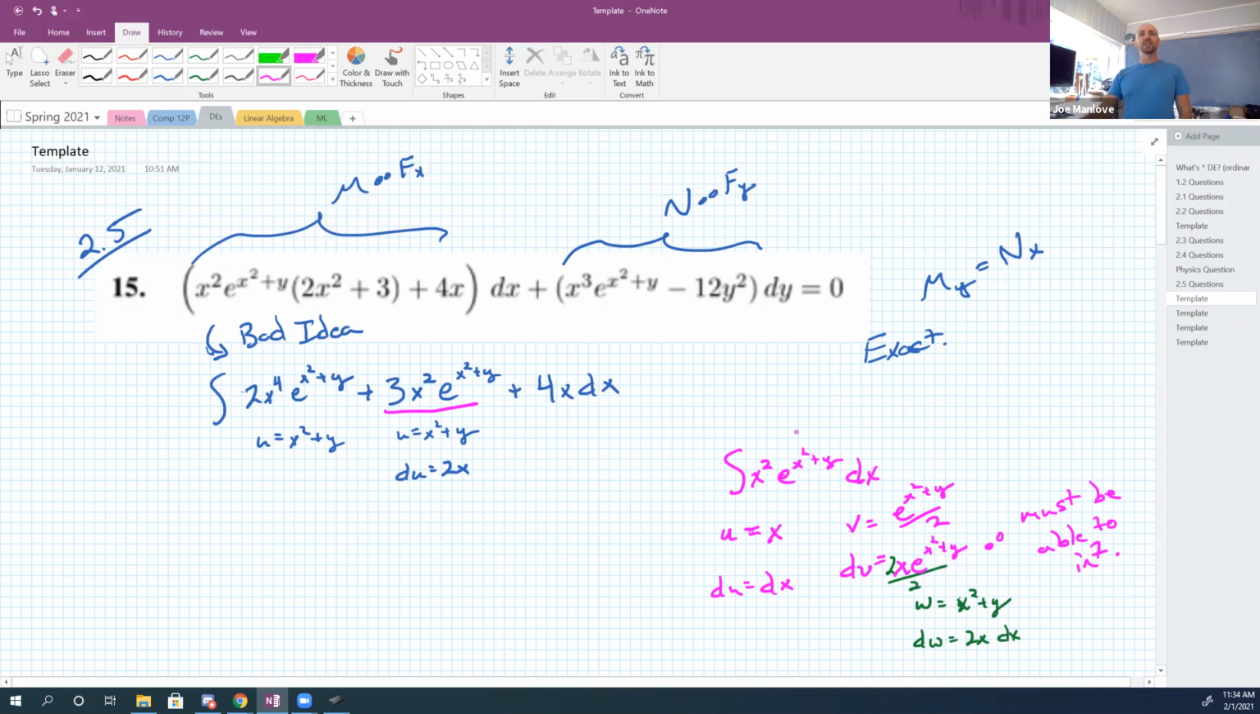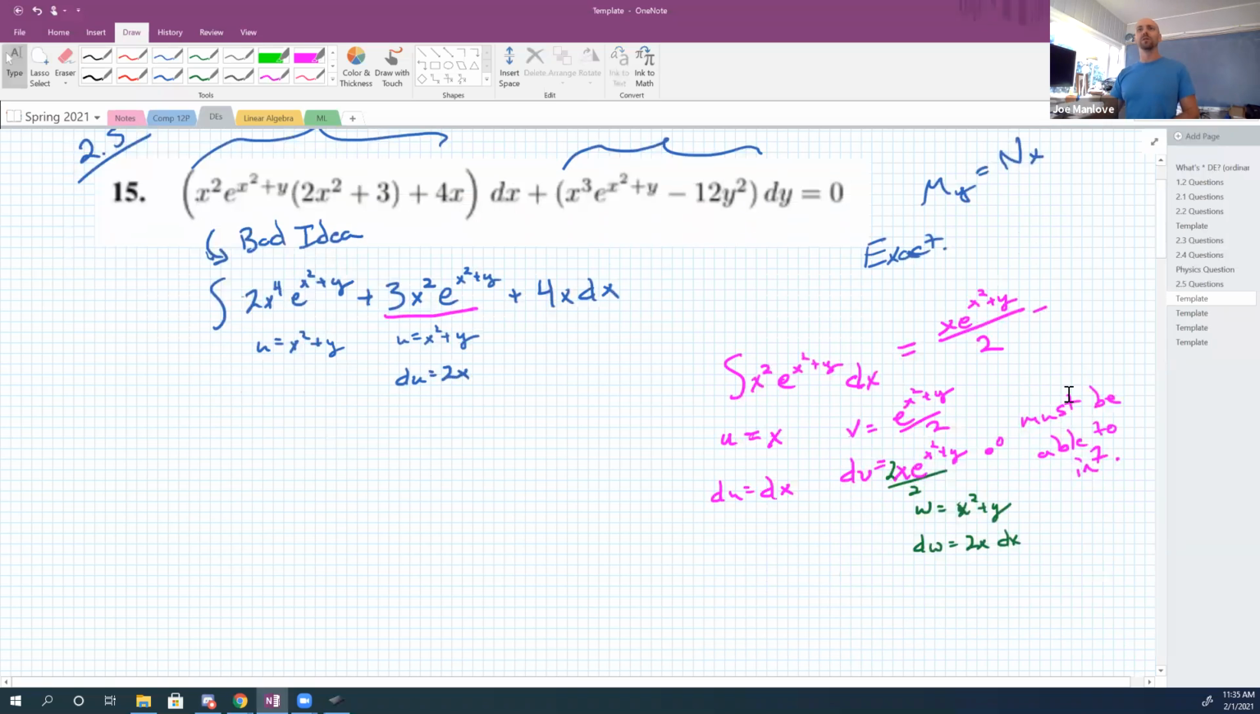And then I'm going to say, all right, so this thing then is uv. So it's x e to the x squared plus y over 2 plus, and here, oops, not plus. Oh, sorry, my handwriting's wandering all over the place today too. So I've got uv minus, and here I should have the integral of v du. Oh, and I'm noticing that I may have screwed this up. Okay, see this? So what happened?